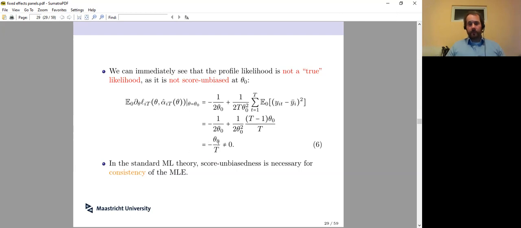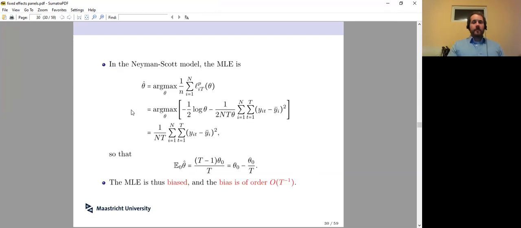In fact, the bias is of order 1 over t. Okay, now you will ask, why is this even interesting? Well, because in the standard theory, we need score unbiasedness for consistency of the maximum likelihood estimator. Okay, so that's bad news. And indeed, if you look at the maximum likelihood estimator, which can be written as this thing here, and you take the expectation, what you will find is that the expectation of theta hat will coincide with the true value, but there is a bias term. And this bias term is of order 1 over t.